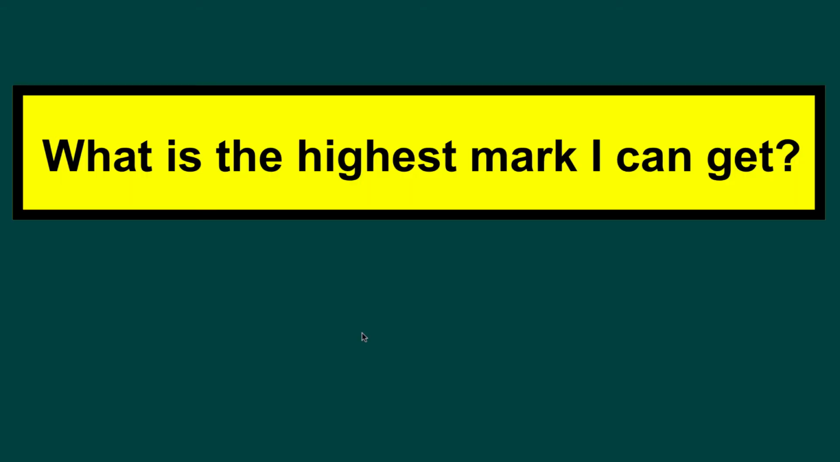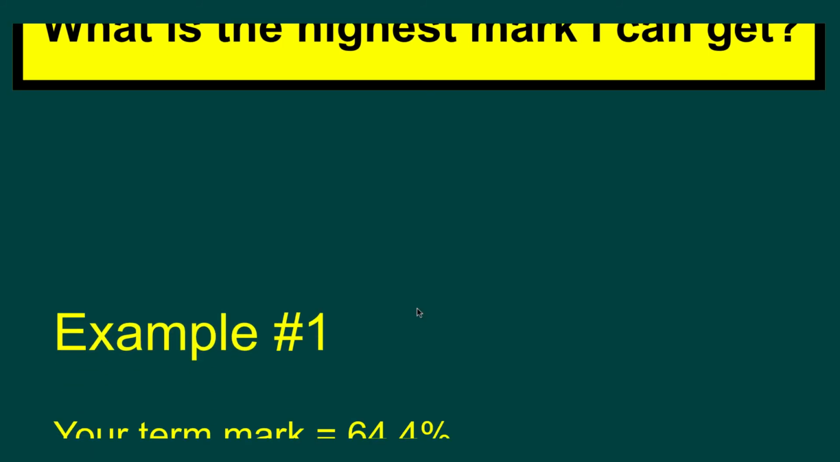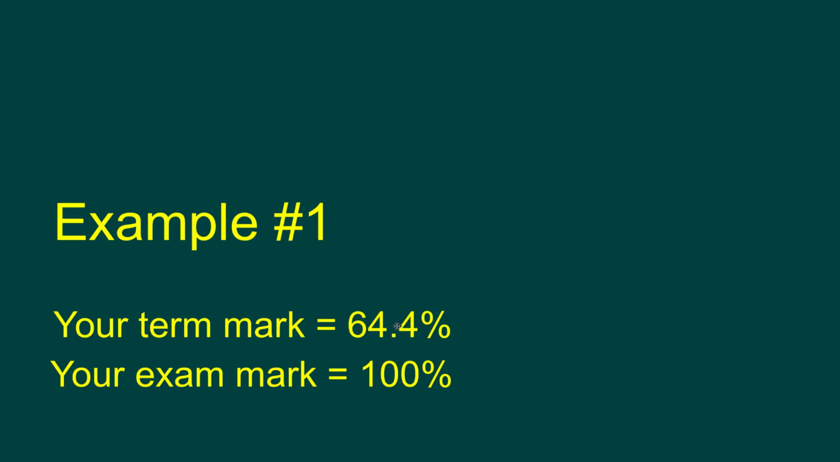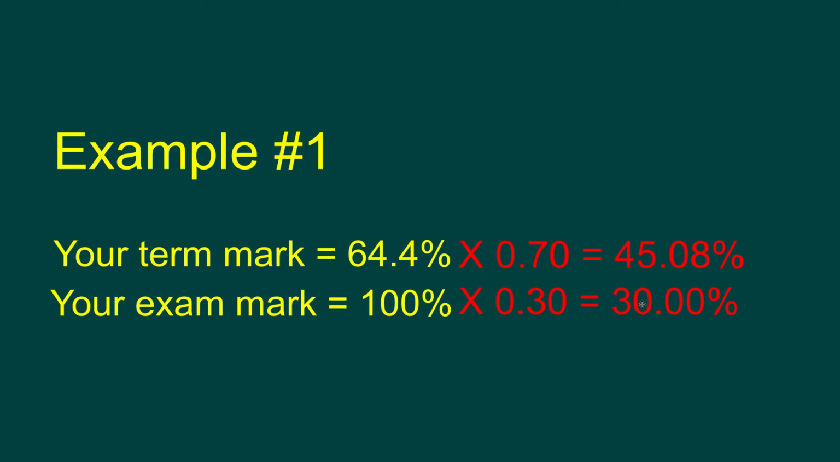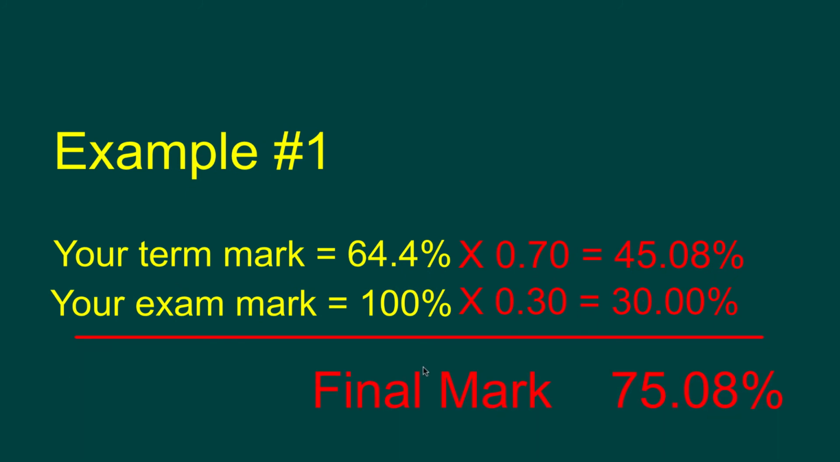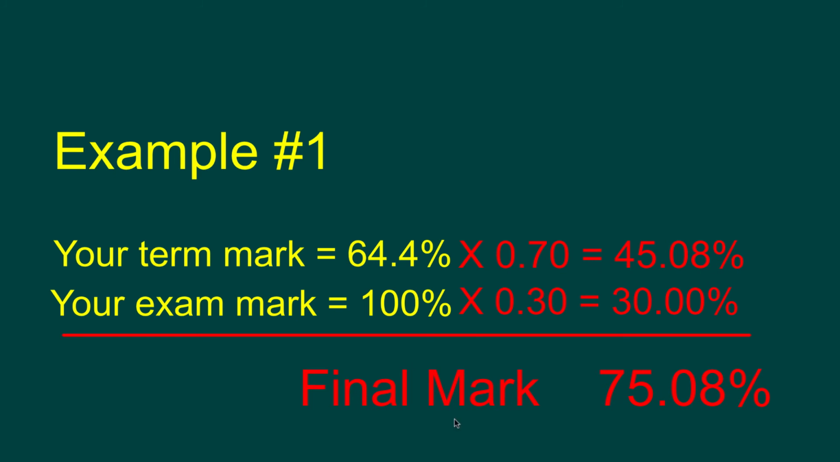And the last question that students like to ask is, what is the highest possible mark I can get? So here's an example. Let's say, for instance, you have a 64% as a course mark, and if you were to get the highest possible, that means you have to get 100% on the exam. So 70% of your term mark would give you a 45.08, and if you were to get 100%, we multiply that by 0.3, so that gives you a full 30%. And for this student, when we add those together, the highest mark they can possibly get is a 75.08.